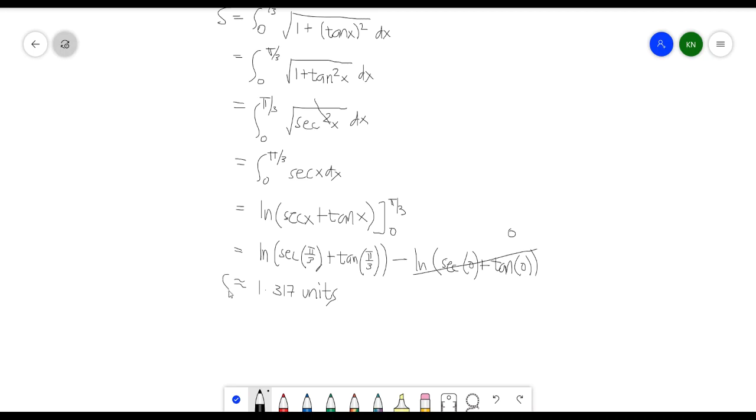So this is now the resulting length of our curve. So we have here another example. Determine the length of x is equal to 2/3 (y minus 1) raised to 3 halves between y is equal to 1 and y is equal to 4.